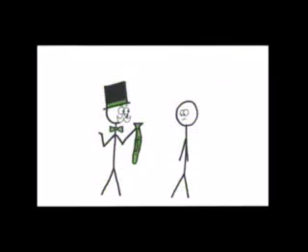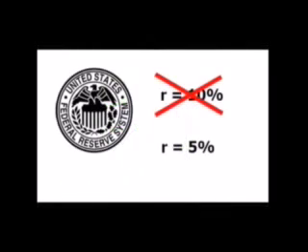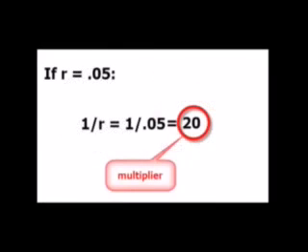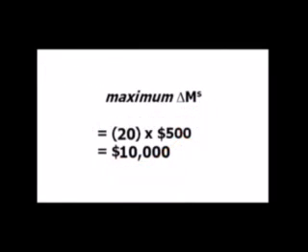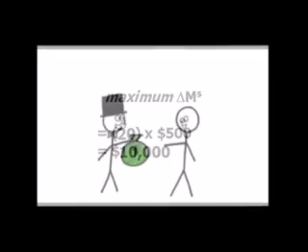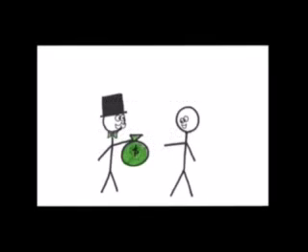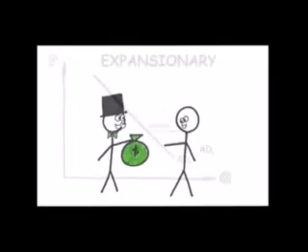What if the Fed decreases the reserve requirement to 5%? Now the multiplier, 1 over R, or 1 over 0.05, is 20, so a $500 change in reserves can make up to a $10,000 difference in the money supply. Decreasing the required reserve ratio makes more money available for lending, thereby increasing spending in the economy and expansionary monetary policy.